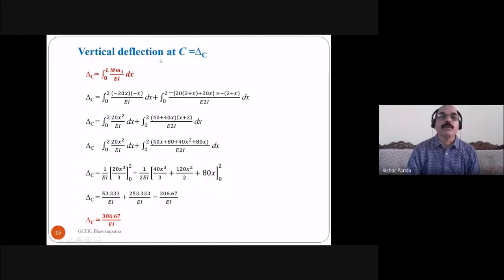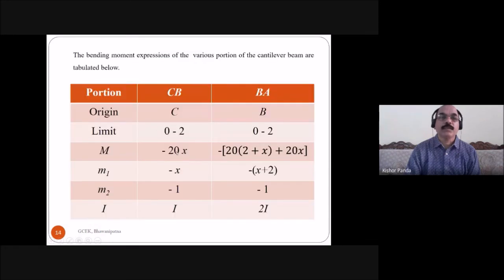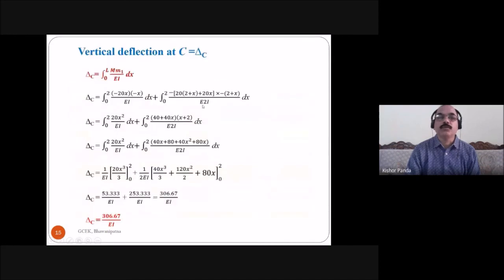Then find out the vertical deflection at C. Delta C is equal to integral 0 to L, capital M, small m1 by EI into dx. Then for the BC portion I, and for the AB portion 2I. Then delta C is equal to integral 0 to 2, 20 x square by EI into dx plus integral 0 to 2, 40 plus 40x into x plus 2 by E2I into dx.